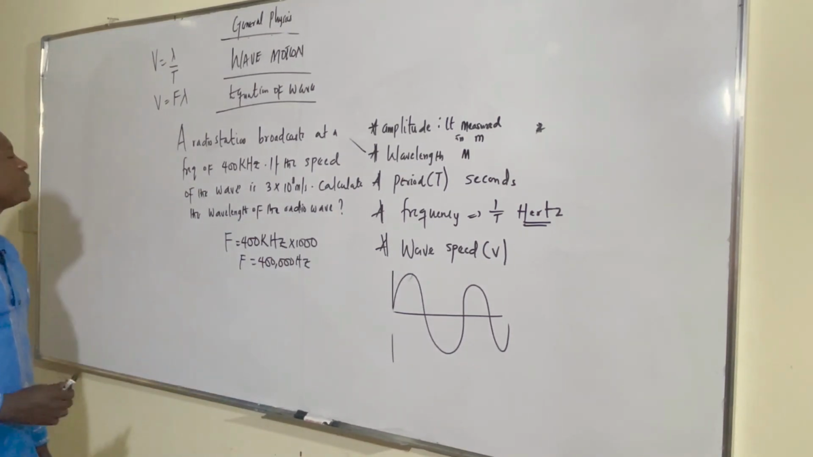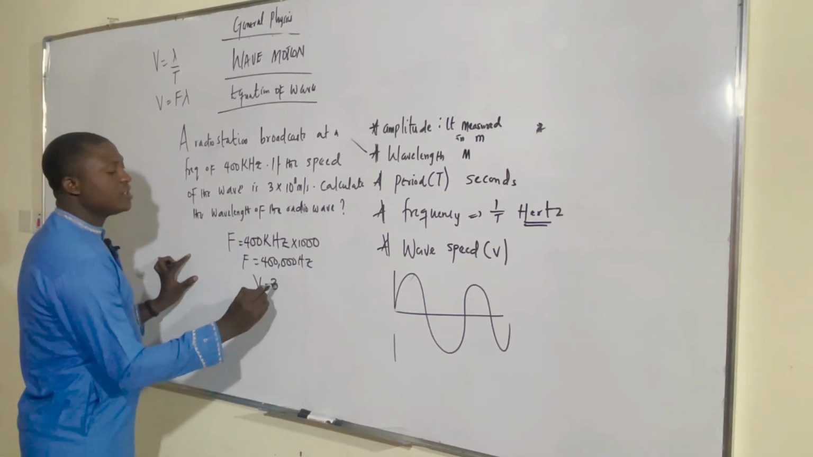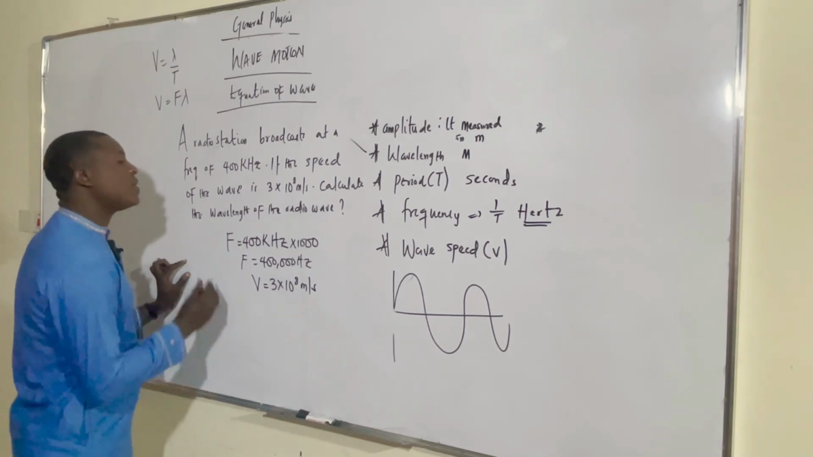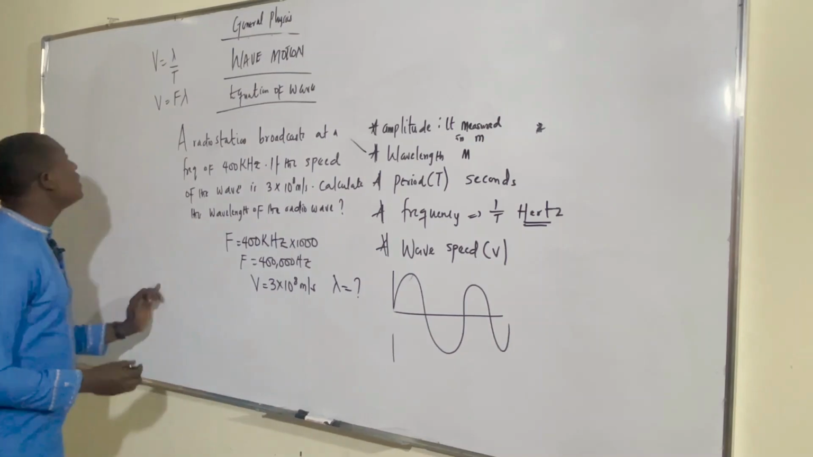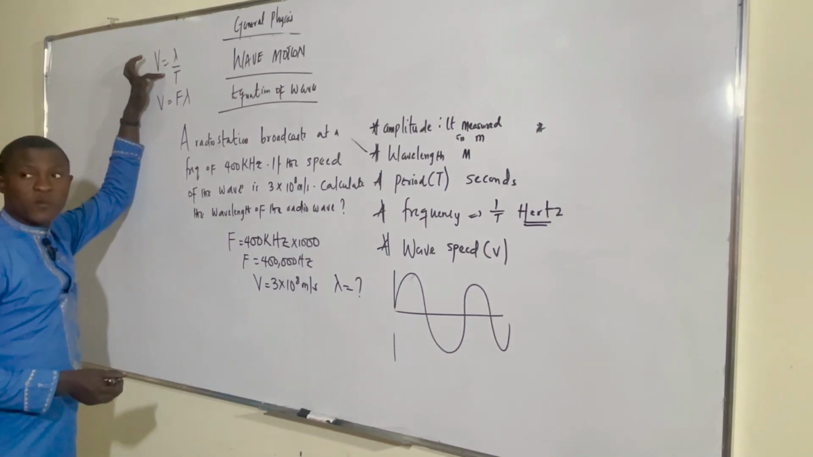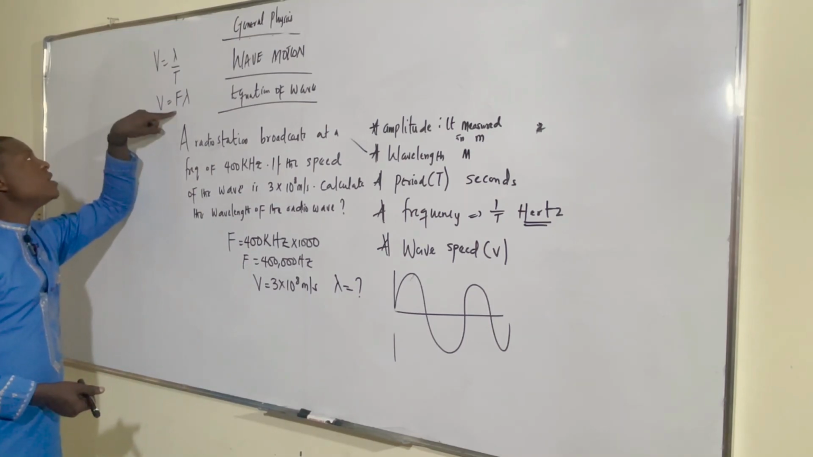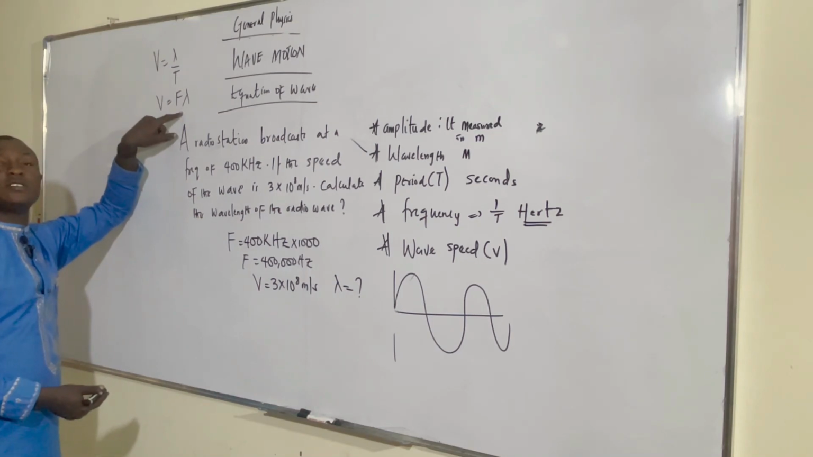So if the speed of the wave is given as 3 times 10 raised to the power of 8 meters per second, and we have to find the wavelength of the wave, look at the data we have. Which one can we apply between the two formulas? Can we apply the first one? No, because there's no time. Now, can we apply the second one? Yes, of course, because we have the frequency, and at the same time we have to find the wavelength.